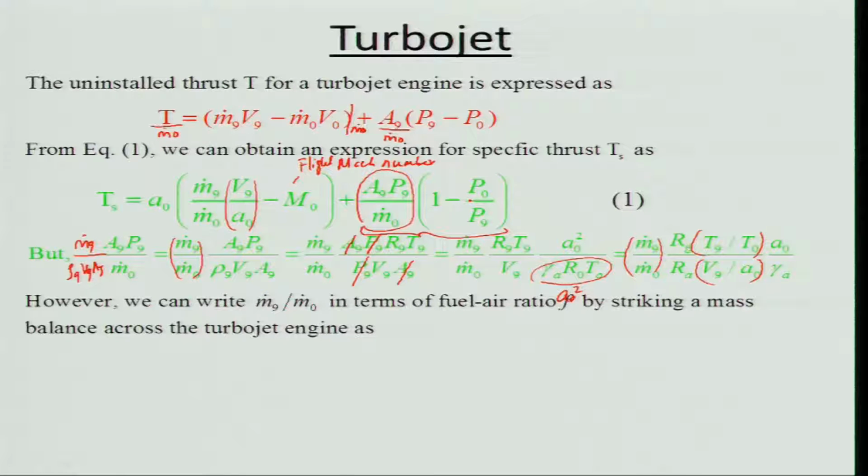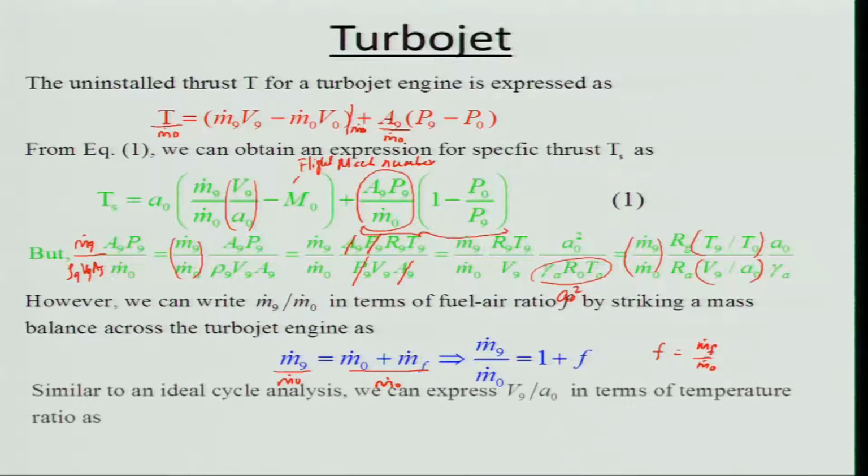However, we can write m dot 9 divided by m dot naught in terms of fuel air ratio by striking a mass balance across the turbojet engine, which we have already done, but let us do that. m dot 9 is equal to m dot naught plus m dot f, and if I divide it by m dot naught, I will get m dot 9 divided by m dot naught equal to 1 plus f, because f is nothing but m dot f by m dot naught, the fuel air ratio, which we already know.